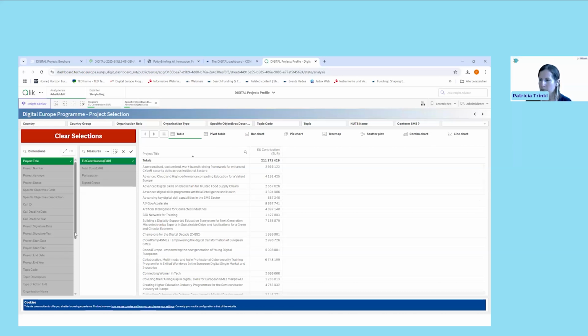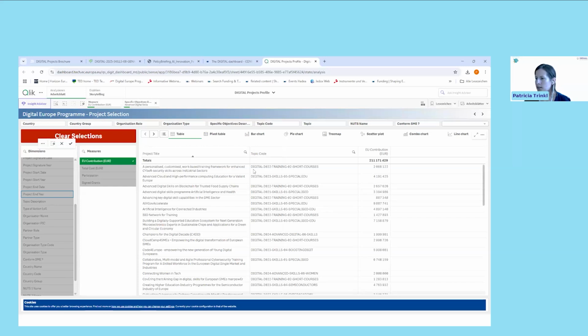And for example, what I wanted to give you is the topic type, the topic code. Then you can also see when, so for example, this is funded under digital in the year 2020. So this was a call which was opened in 2022 under the training. So here you can also get an idea when this project was funded.